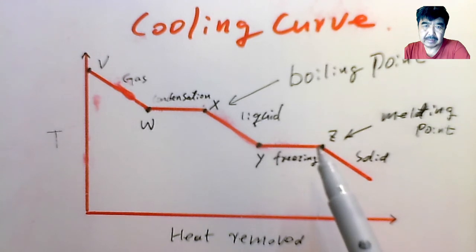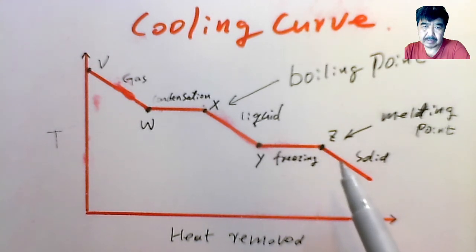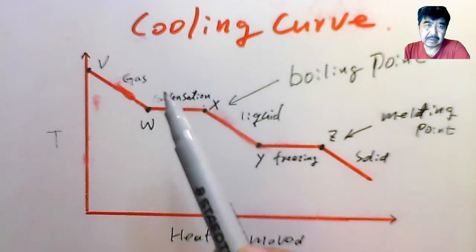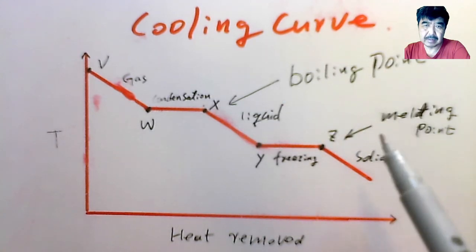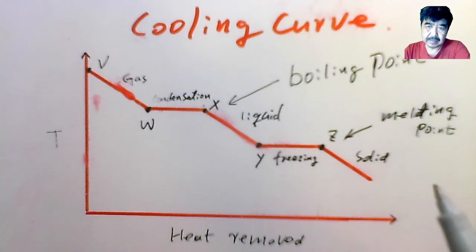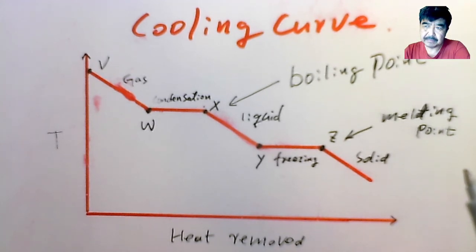Then we continue to remove the heat, and the temperature in the solid phase decreases. This is called the cooling curve. All right, and this is the matter phase changes.